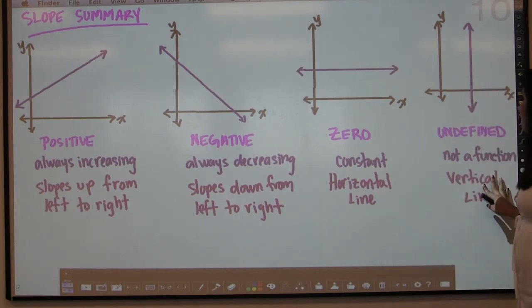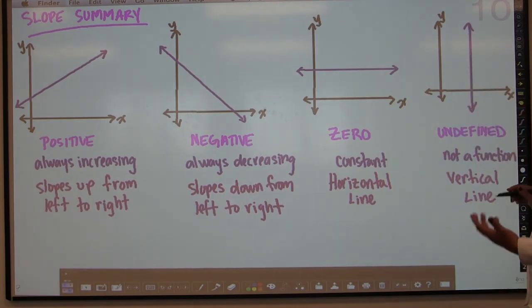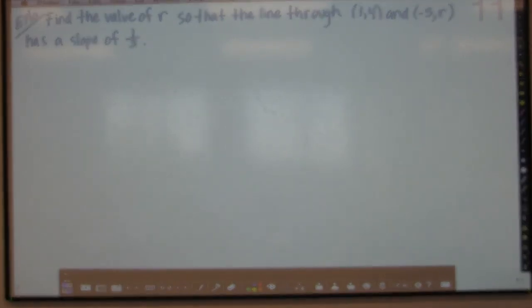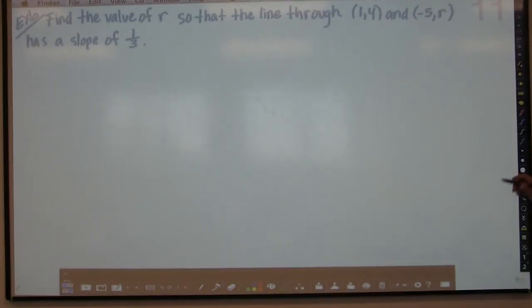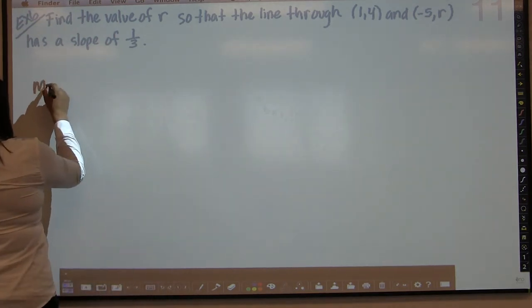And then you have an undefined slope, which is not even a function at all. So this is like your vertical line. And so those are your 4 options. So just as a little summary for you. But right now we're going to go to our last example, which is basically using our slope formula kind of backwards. So before we get started, I want to just rewrite the slope formula for you.